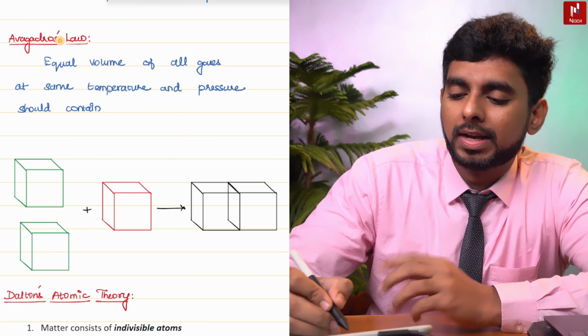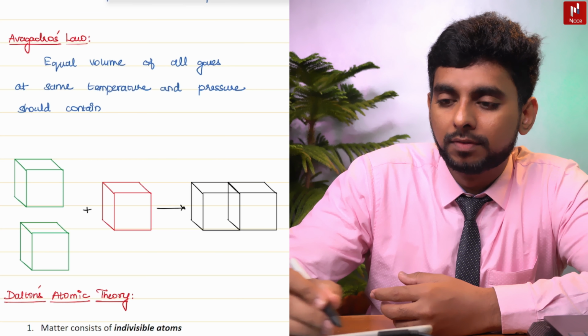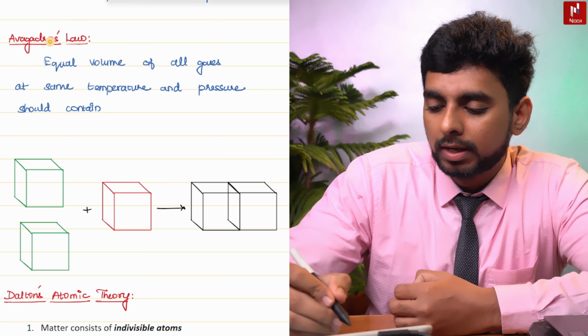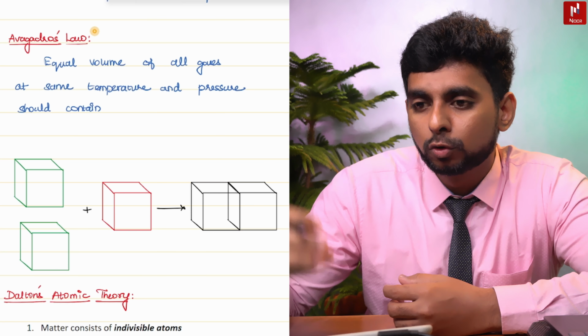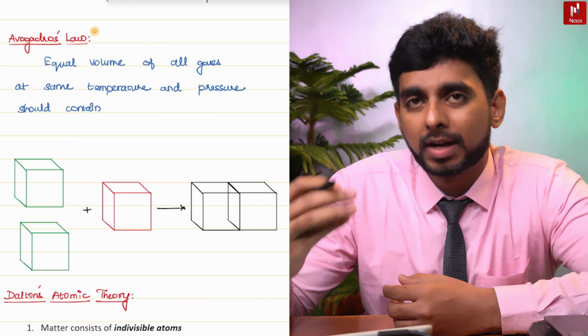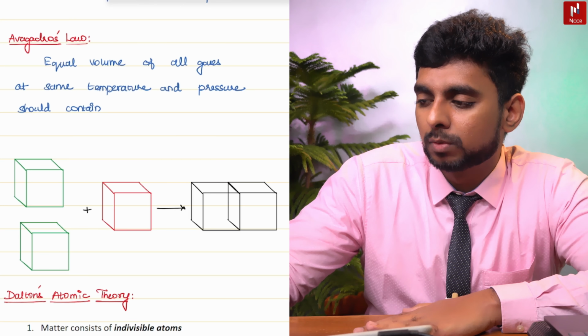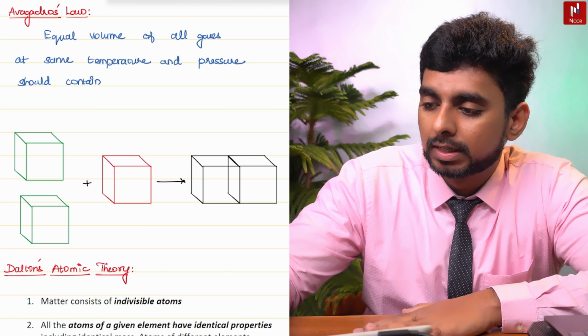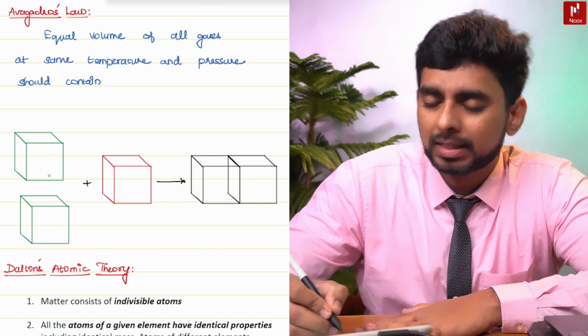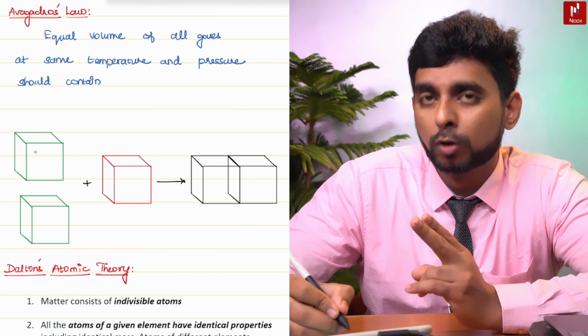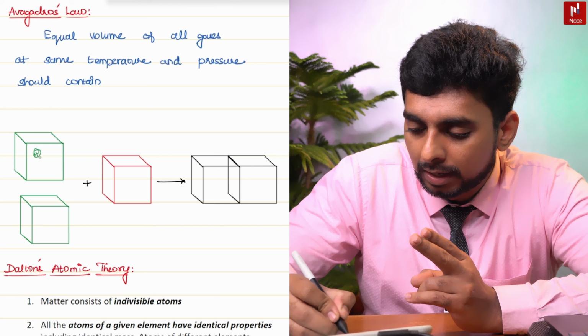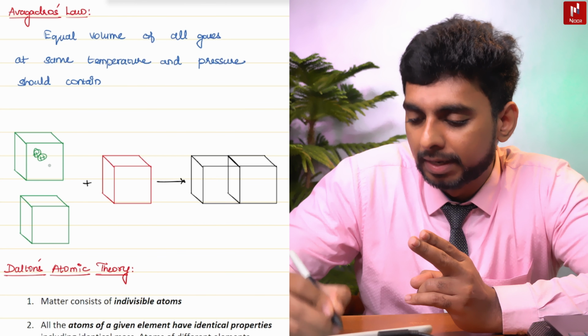Avogadro's law is a kind of continuation of Gay-Lussac's law that we have already seen. So here I'll just do the same experiment one more time, which means I'll take two parts of hydrogen and one part of oxygen. It will produce two parts of water vapor. Okay, so in the first situation, let me take the hydrogen over here. I know hydrogen is actually a diatomic molecule, therefore you will have two hydrogen atoms combined.